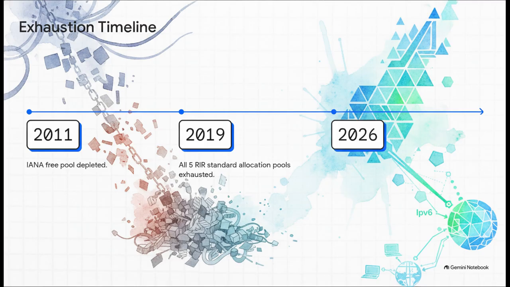Meanwhile, IPv6 adoption is just exploding. By 2026, we're looking at around 45% of users reaching Google services over IPv6. Major ISPs are already running IPv6 primary networks today. The transition is happening right now.